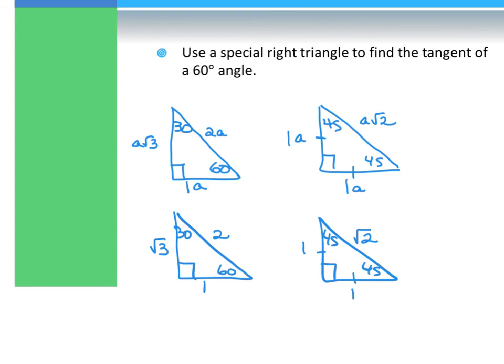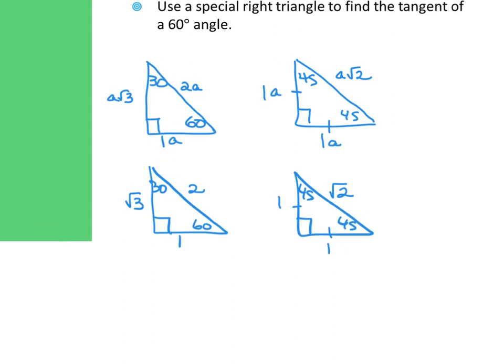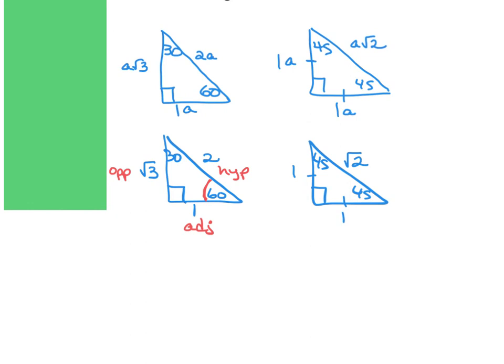Now I actually have values for the sides with no variables in them, and now I can find the tangent ratio of a 60-degree angle. So let's try it. So I'm going to label my sides based on the 60 degrees. Here's the 60. The 2 is the hypotenuse. The side across from the 60 is opposite. And the side next to it is adjacent. If I want to do tangent of 60, I'm doing the side opposite over the side that's adjacent. And this will simplify to the square root of 3.